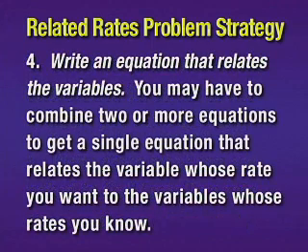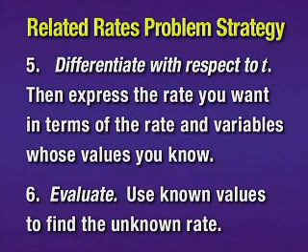4. Write an equation that relates the variables. You may have to combine two or more equations to get a single equation that relates the variable whose rate you want to the variables whose rates you know. 5. Differentiate with respect to t, then express the rate you want in terms of the rate and variables whose values you know. 6. Evaluate. Use known values to find the unknown rate.